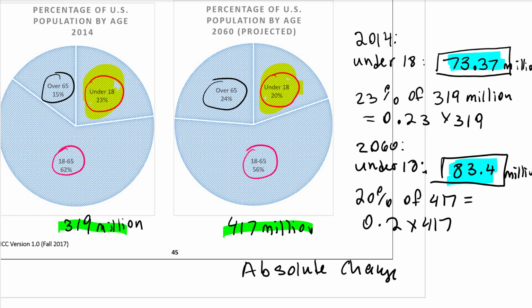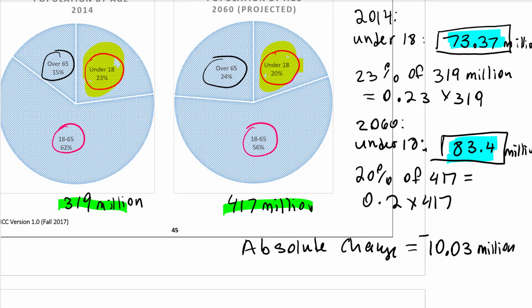All right, so let's review the absolute change. You just subtract them. I'm not writing it. You're just minusing them. So that's about 10 million people, kids. That's an increase. All right, it goes up.